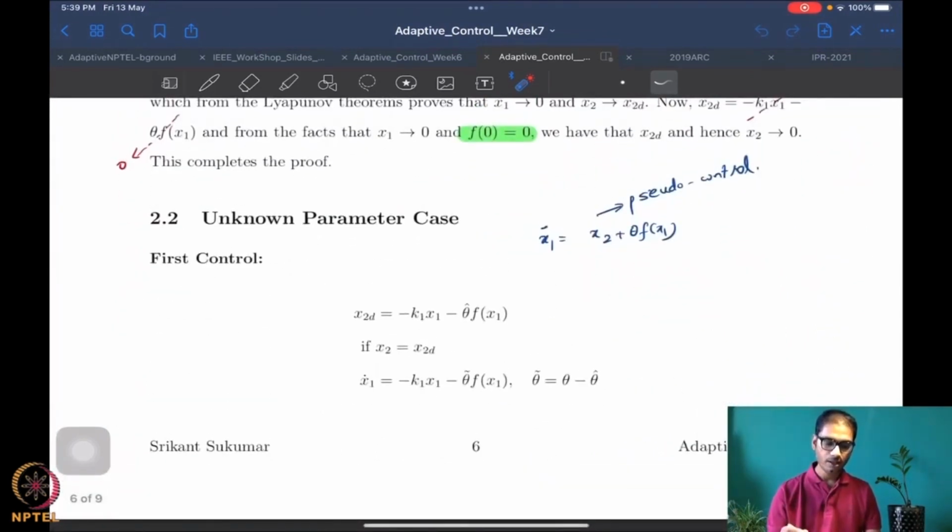And what was that? We in fact had to specify the desired x2 with a theta hat, right? This is still certainty equivalence, but starting with the pseudo control itself. So x2 was a pseudo control, and at the pseudo control level itself, I have to use an estimate, right? Because that's where the unknown parameter in fact appears, right? And so if x2 were in fact x2 desired, then you have this sort of an x1 dot equation, right? With theta tilde being the parameter error.